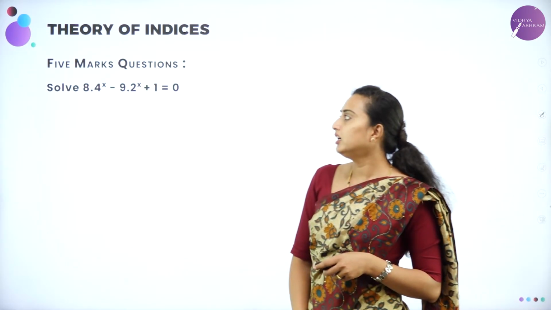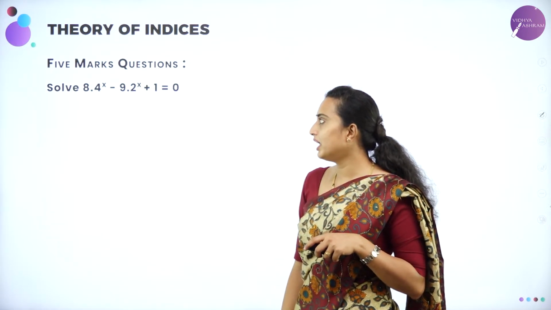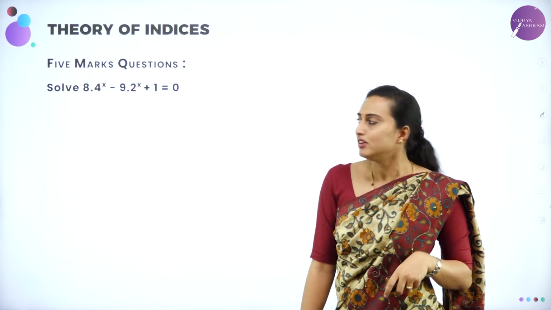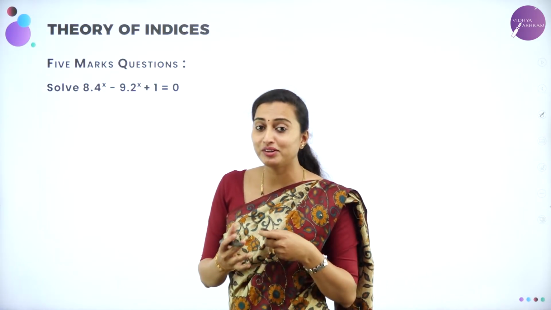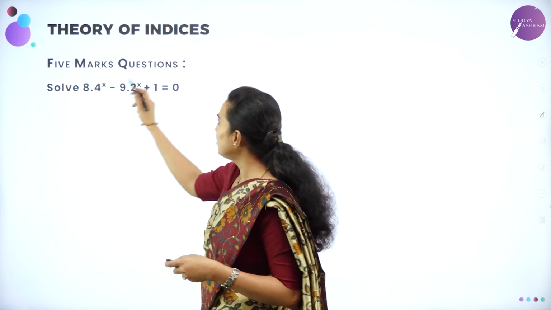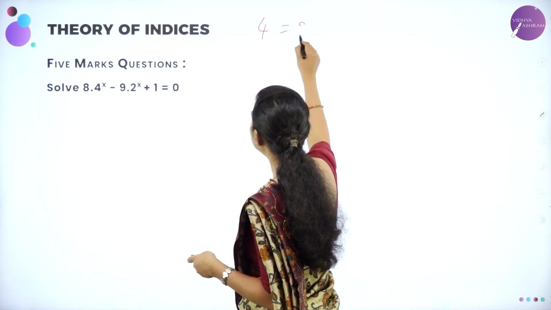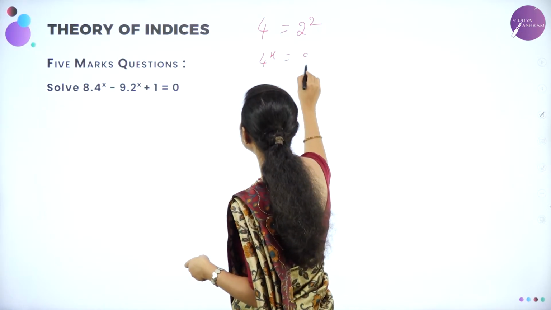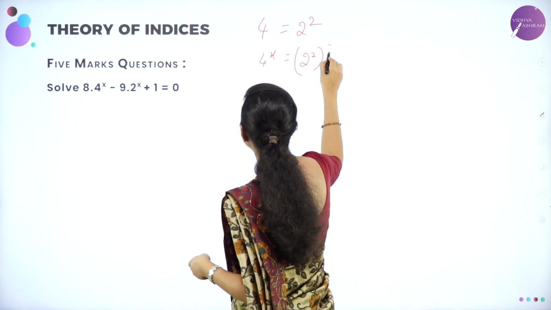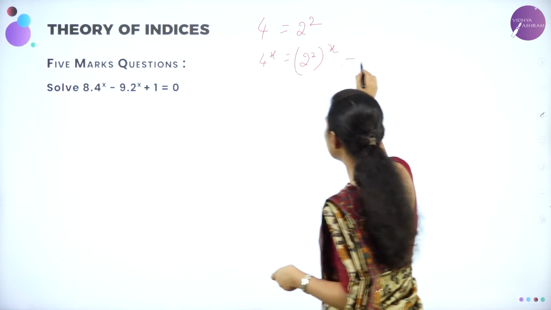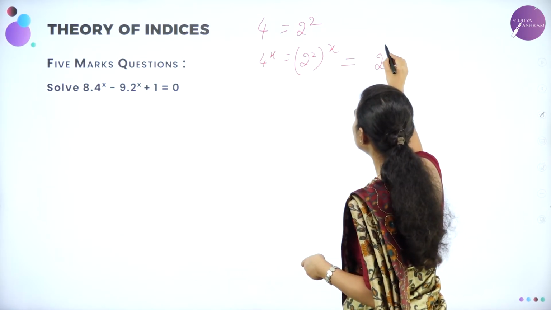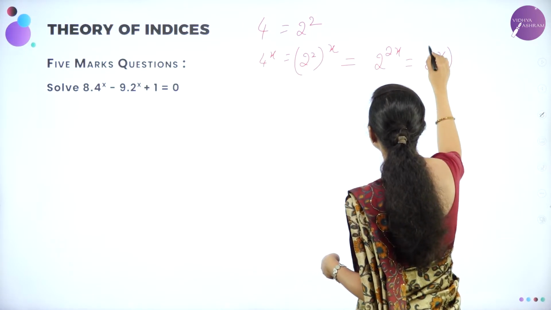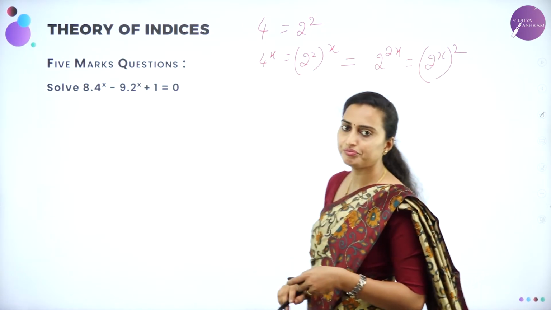Solve 8 into 4 power x minus 9 into 2 power x plus 1 equal to 0. So how to solve this, ma'am? Now you are going to know how to write this one. 4 can be written as what? 4 can be written as 2 squared. Therefore, 4 power x can be written as 2 squared whole power x. Correct? This 2 squared whole power x can be written as 2 power 2x, or you can write it as 2 power x whole square. Both are same, correct?